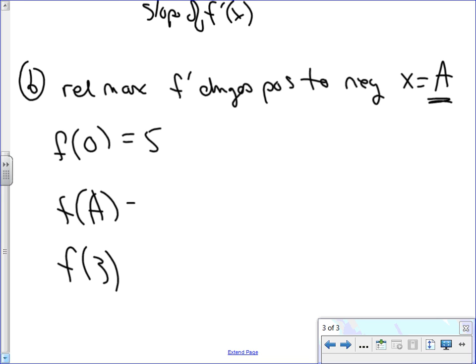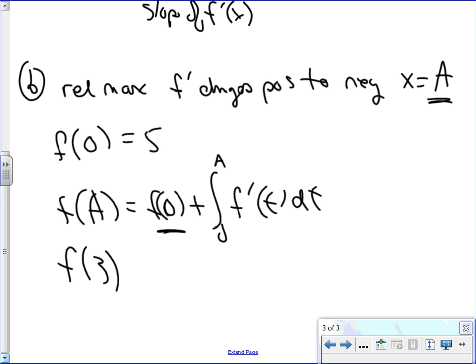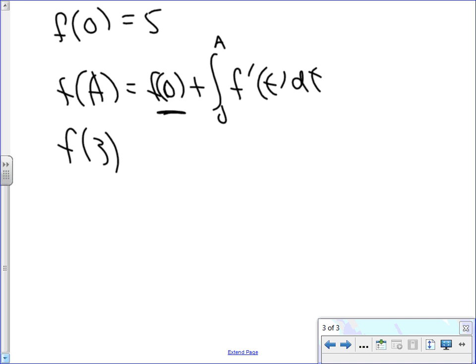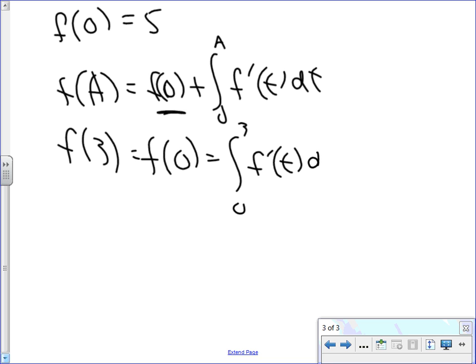How do I find F of A? This is that kind of newish thing, but it's super important. What did I start with? 5. F of 0. I'm actually going to write the integral from 0 to A of F prime. So where did I start? How much did I change? Okay, that's a calculator question. Then how are you going to find F of 3? You could say F of 0, because it's a nice number, and do the integral from 0 to 3. But the other one would work as well. You take your answer from here, that would also work.